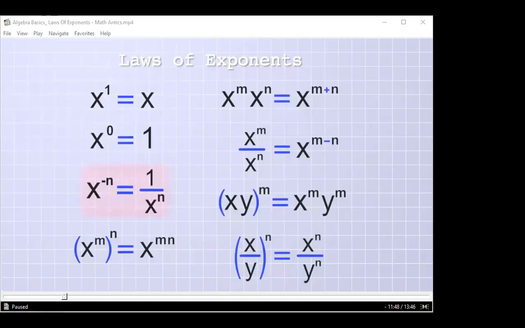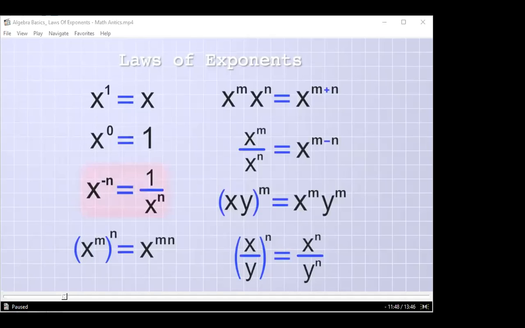I want someone to repeat what I said now about multiplication and division. Okay, Judy? In multiplication, when we have the m, we're going to make it plus, m plus n. Why will we add m plus n? Because we have the same base.